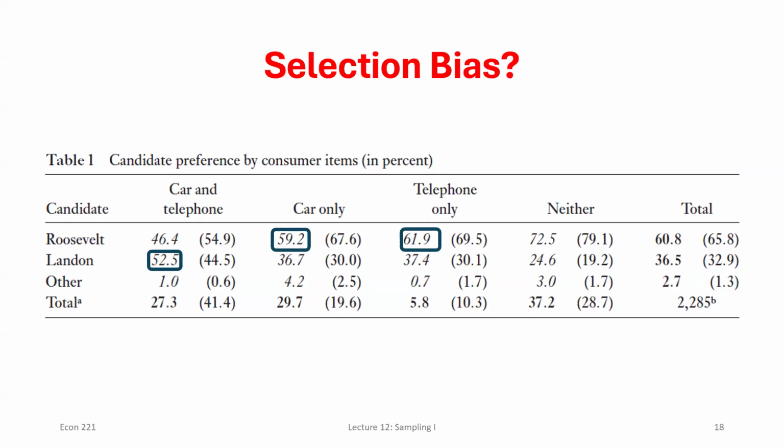What if they had used the same process, but not required you to be in both? If you only owned a car, you might be wealthier, but you're more likely to be away from the city. 60% of those people voted for Roosevelt. People who only owned a telephone, 62%. And if they had neither, 72. So if they had simply gathered names based on whether you have a car or a telephone, they would have got much more accurate results. But because they required the names to be in both categories, they ended up with a selection bias.